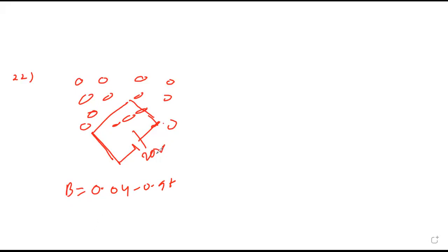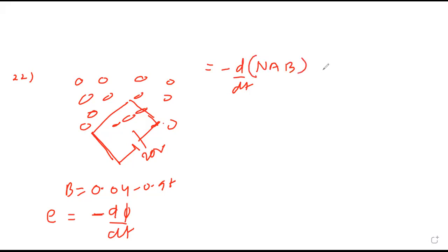See, if induced EMF is more than 20, then the direction of current will be reversed. Because if 20 is giving current in anti-clockwise, then minus 21 will give more than 20, so it will become clockwise. So first I will find what is induced EMF in magnitude and direction. It is rate of change of flux in opposite direction. That means d phi is NAB cos theta, and theta is 0 because it is perpendicular to the field.